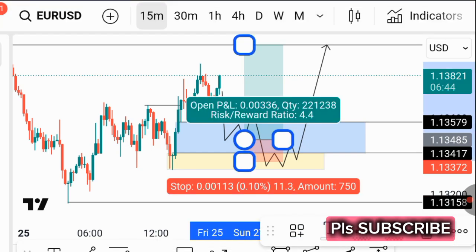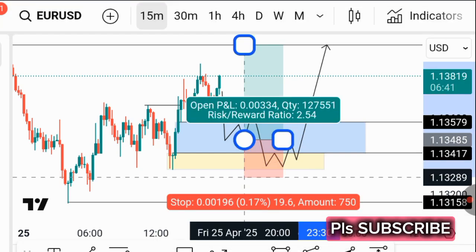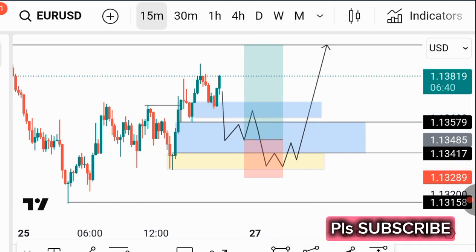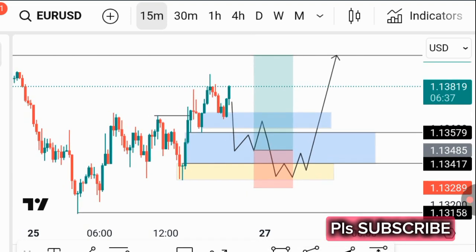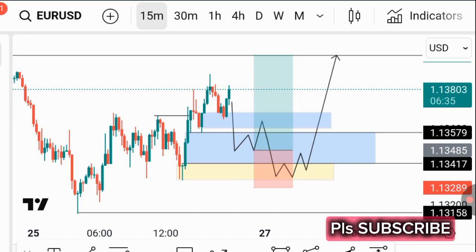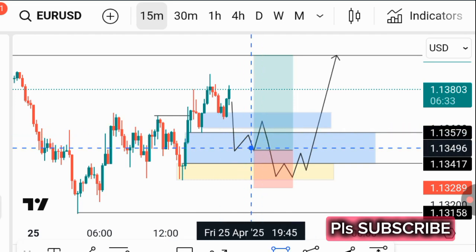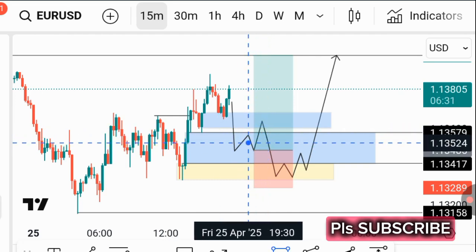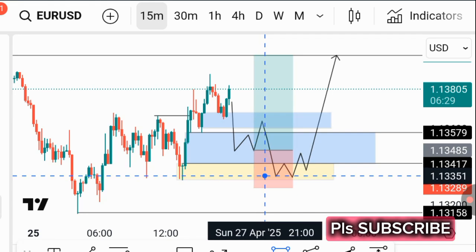stop loss placed right about here. You understand? So your stop loss is going to be about at this very area here, because you feel that probably price is going to react with an inducement at this area here and come down to the order block.